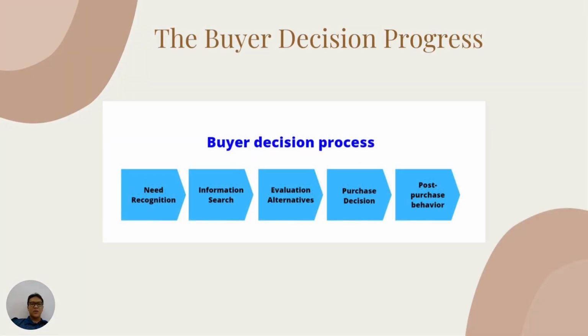The buyer decision process includes five stages. The first one is need recognition, and then information search, evaluation of alternatives, the purchase decision, and post-purchase behavior.